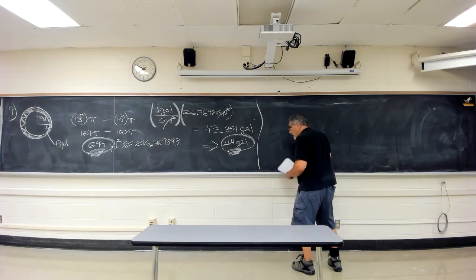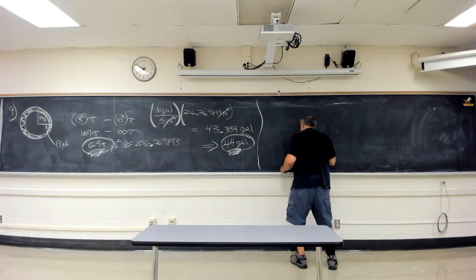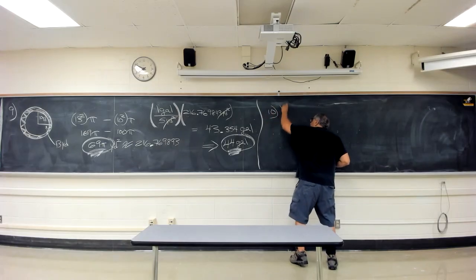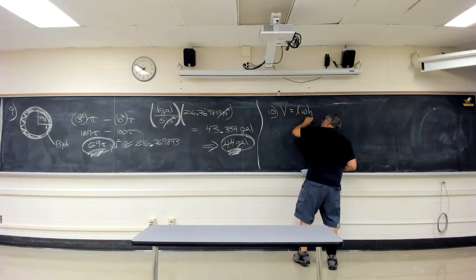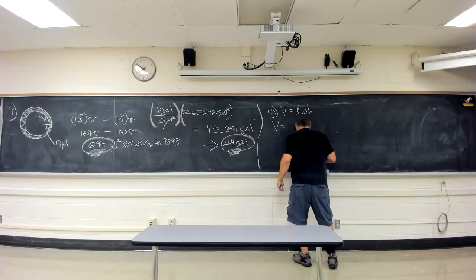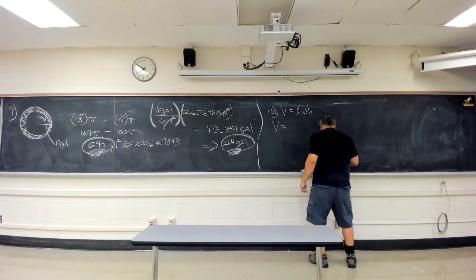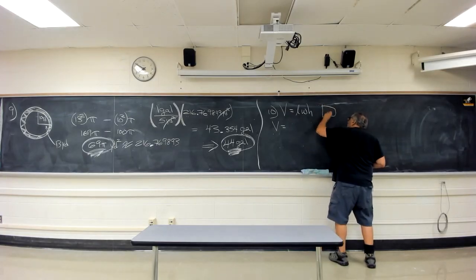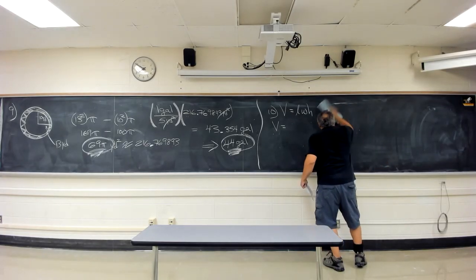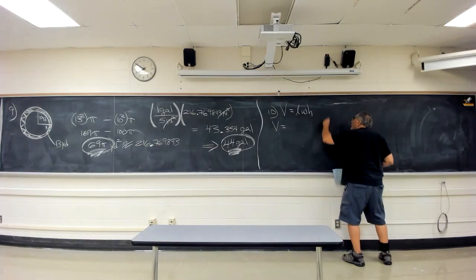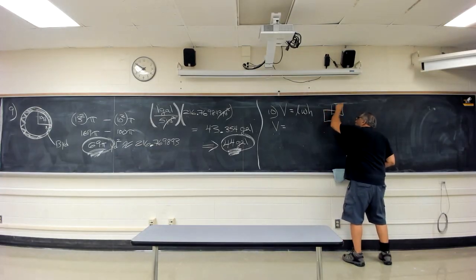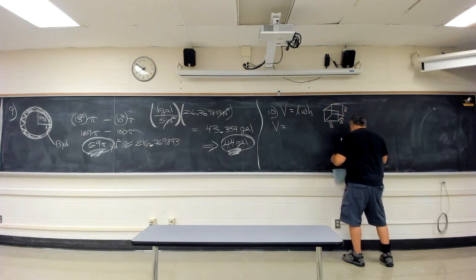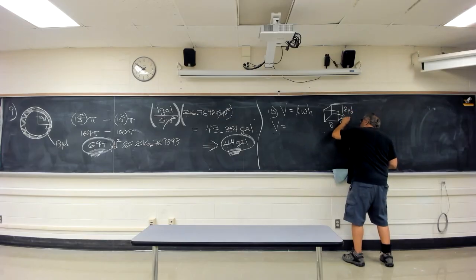All right, that's 9. 10, find the volume of the rectangular prism. Volume is length times width times height. Make sure the units are correct. The volume of that rectangular prism is actually a cube. It is 8 by 8 by 8 yards, right? So it's going to be cubic yards at the end of the day. 8 by 8 by 8. See how that works out.